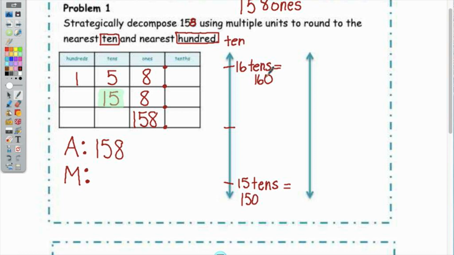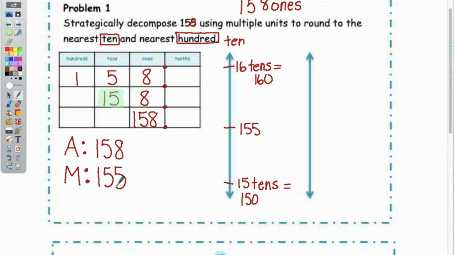Okay, now this is where the midpoint comes in. Cesar, what's halfway between 150 and 160? 155. Very good. So that's your midpoint. You do not have to write it in unit form. Everyone write your midpoint. Okay? So now I'm going to line up the digits in my midpoint carefully right below my actual number.